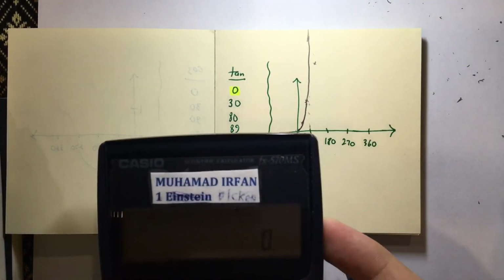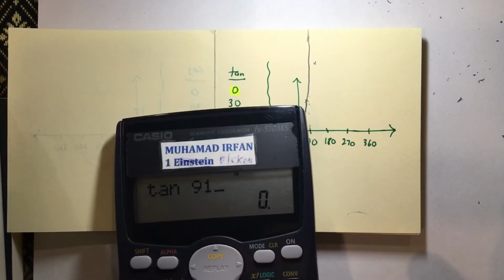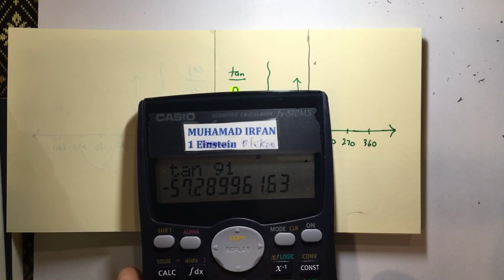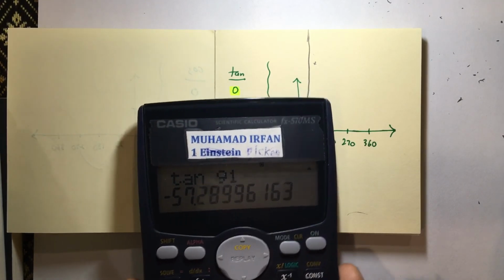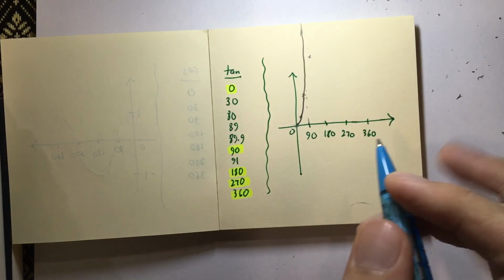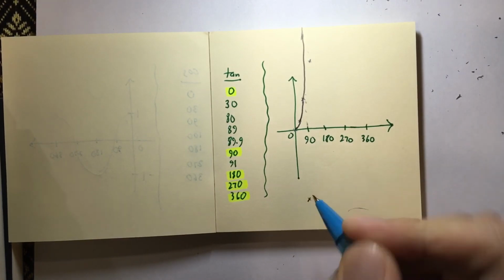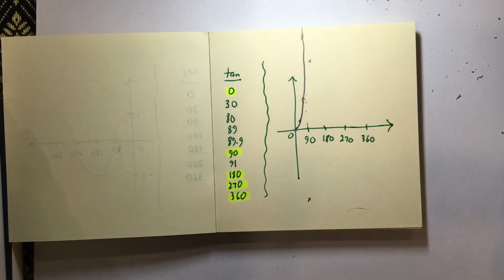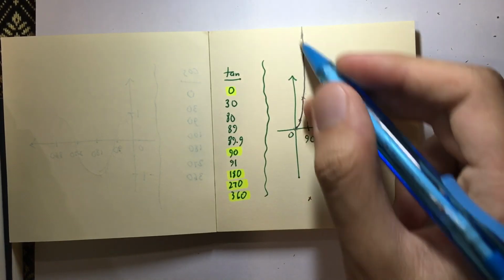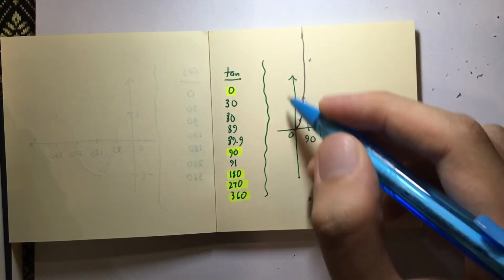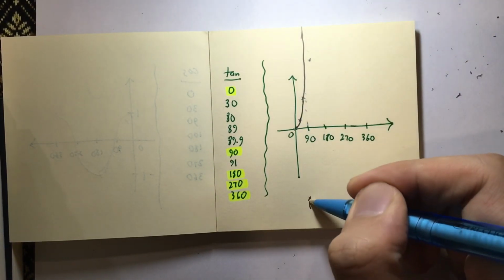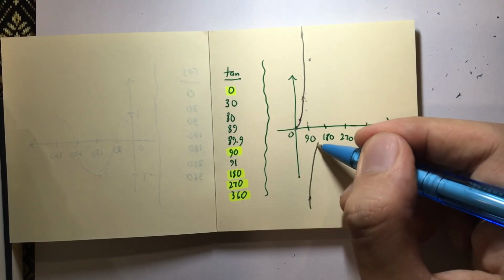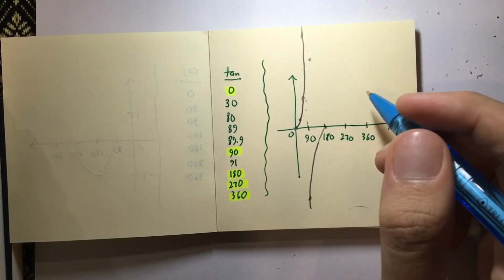But then let's do tan 91. You get negative 57.2. Negative all the way down here. And I think you all see the pattern already. Let's keep going. Tan 180 is 0. So it goes up, skips over to infinity, comes back down from negative infinity, and goes back up where it touches here, 180 at 0.